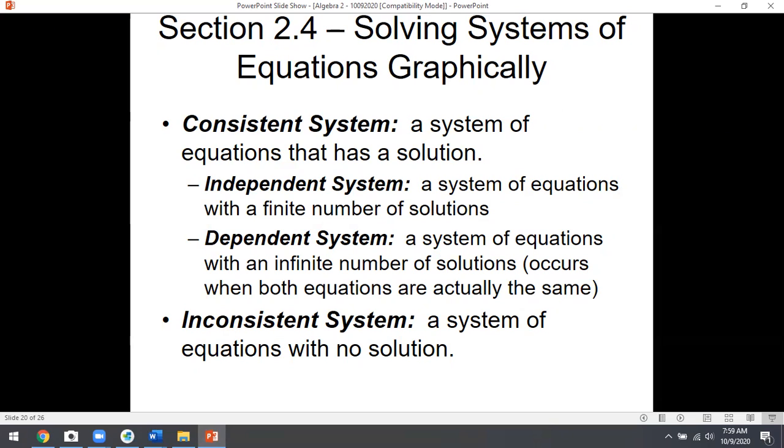Yes, Shemay. Consistent or inconsistent. Is there an answer or is there not?